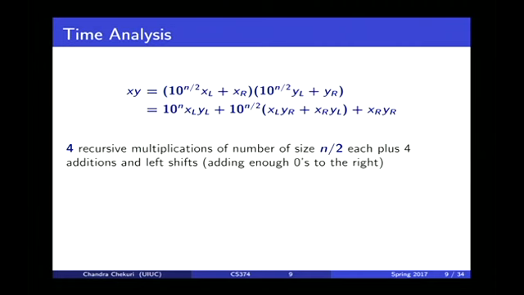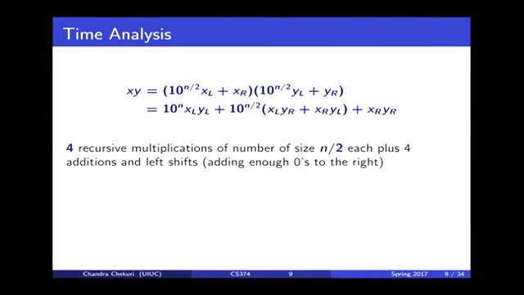The problem size is n. We get 4T of n over 2 plus O of n, right? Once you compute the answers to these 4 multiplications, we can add them up in n time, no? Because there are only 4 numbers, and their size is also only O of n, right? Is the algorithm okay and the recurrence okay?